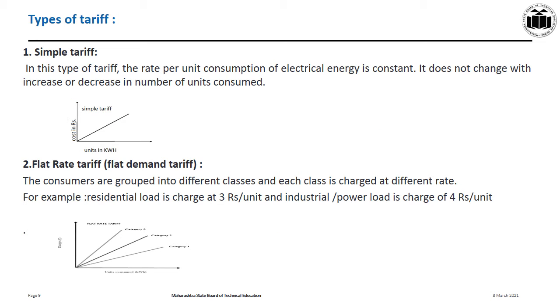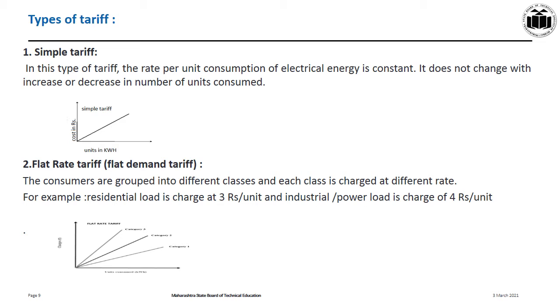Types of tariff. The first one is the simple tariff. In this tariff, the rate per unit consumption of electric energy is constant. We see in the graph there is a straight line relation between the cost in rupees and units in kWh. So it doesn't change with the increase or decrease in the number of units consumed. It is quite simple.